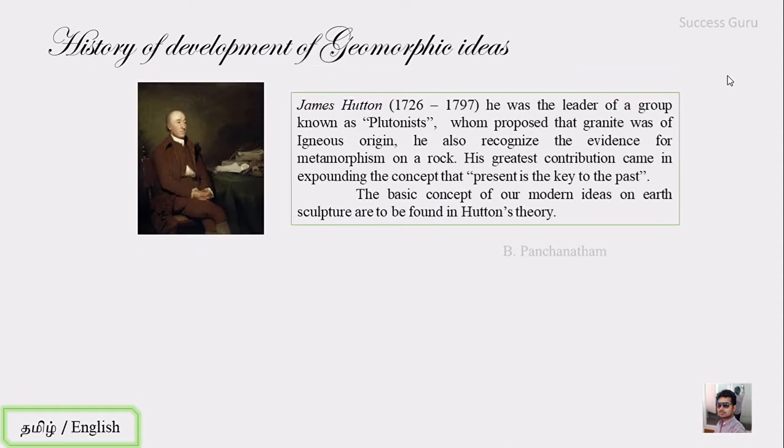And here comes Mr. James Hutton, who was a leader of a group known as the Plutonists, who proposed that granite was an igneous rock. Before him, the thinking was that granite is a rock formed by chemical precipitation from water.